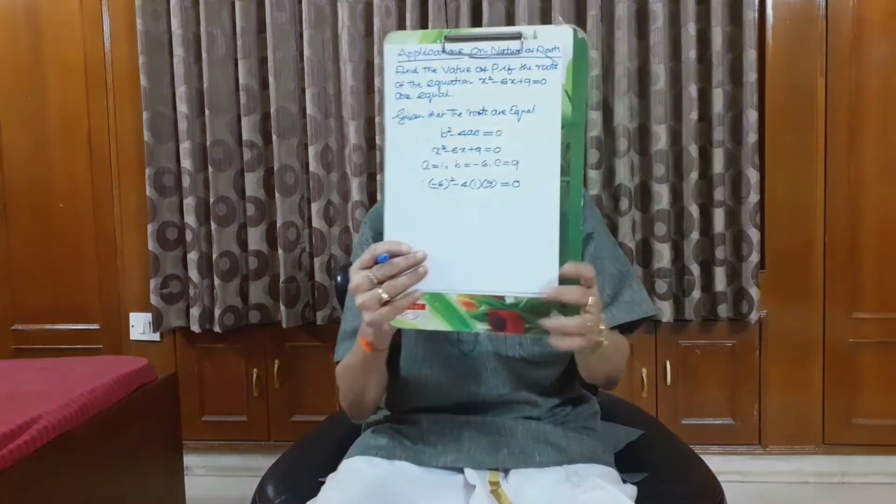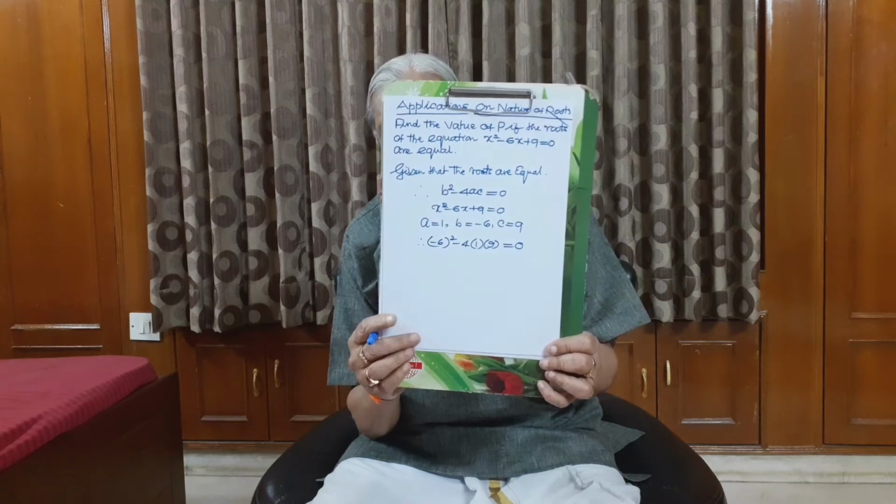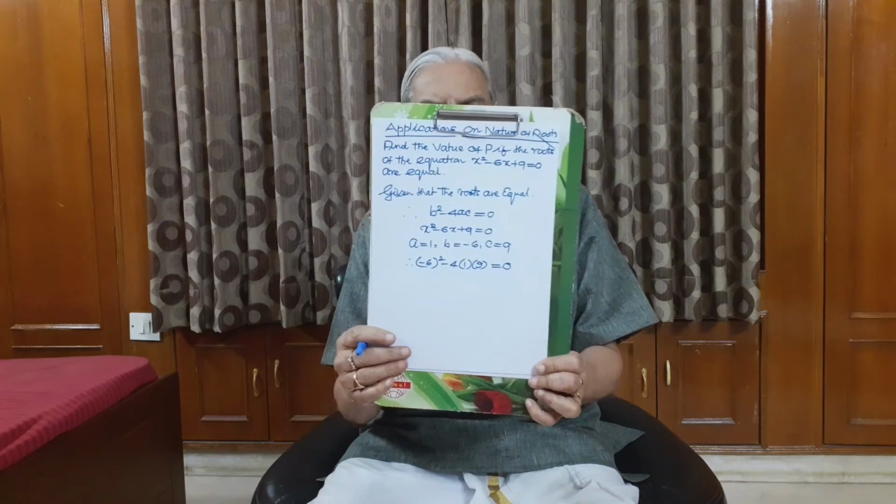Therefore, what is the value of b? Minus 6 the whole square minus 4ac, 4 into 1 into 9 equals 0. See that? Minus 6 the whole square. In place of b, what have I put? Minus 6 the whole square minus 4 into 1 into 9 equals 0. Simplify. What is minus 6 the whole square? Plus 36.